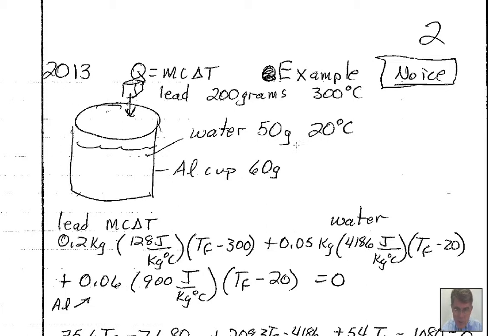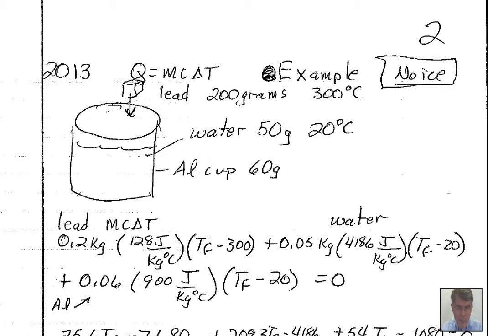degrees Celsius. What's the temperature of the aluminum cup at the start of this problem? Well, you can assume it's 20 degrees Celsius, that this water's been sitting in the aluminum cup long enough that the temperatures have become the same. They're in thermal contact with each other. So the aluminum cup is also at 20 degrees Celsius.